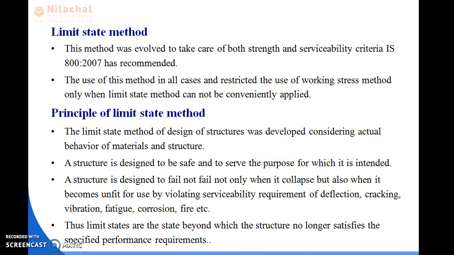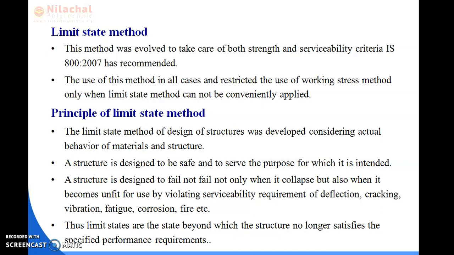The next point is to use this method in all cases and restrict the use of the working stress method only when the limit state method cannot be conveniently applied. There are some rare cases in which we can't use the limit state method. In that case we can use the working stress method. Now there are some principles of the limit state method.